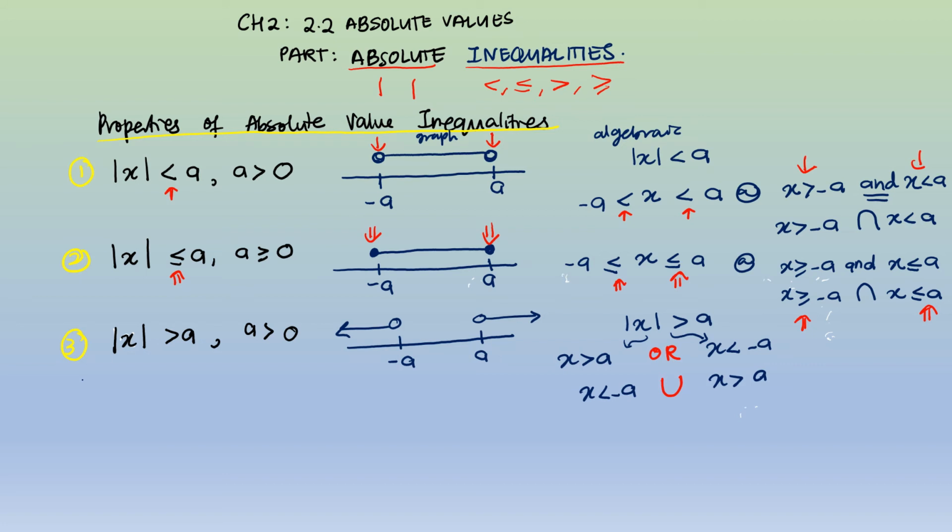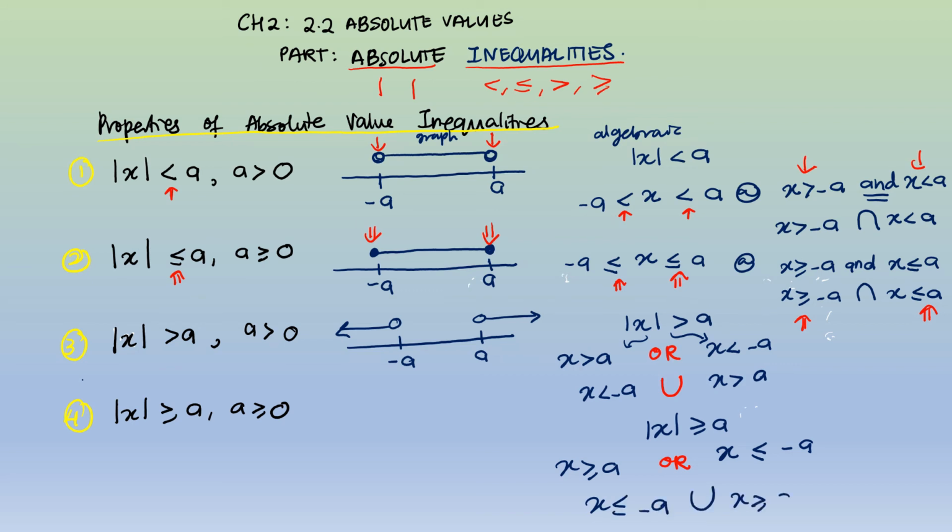Okay, let's go to number 4. What do we have? Our last property is modulus x greater or equal to a for a greater or equal to 0. For this one, let's start with our algebra method first. Let's put it in a positive. That's one side. Negative on the other side, negative a, so you need to reverse the sign, so it will be x less or equal to negative a. Here will be 'or'. So we can put the smallest on the left, x less or equal to negative a, union x greater or equal to a.